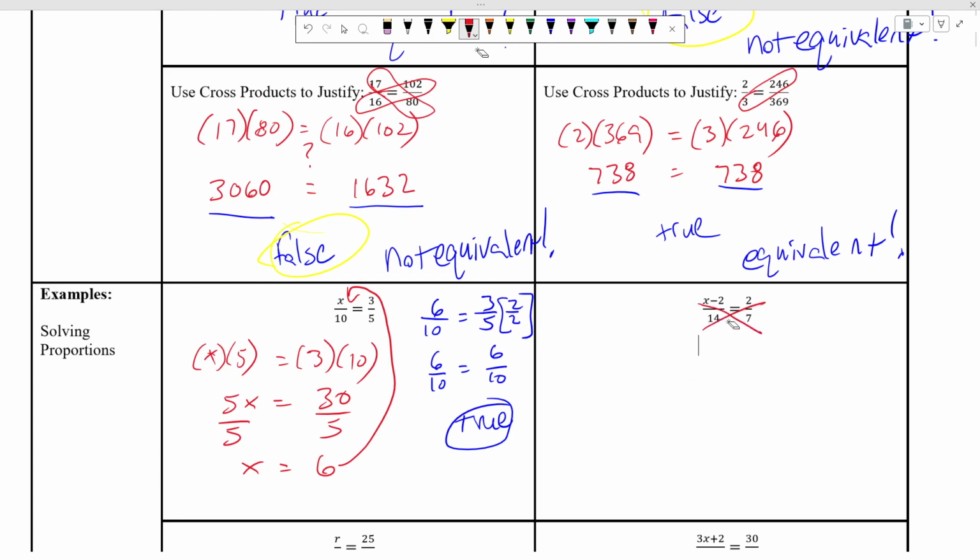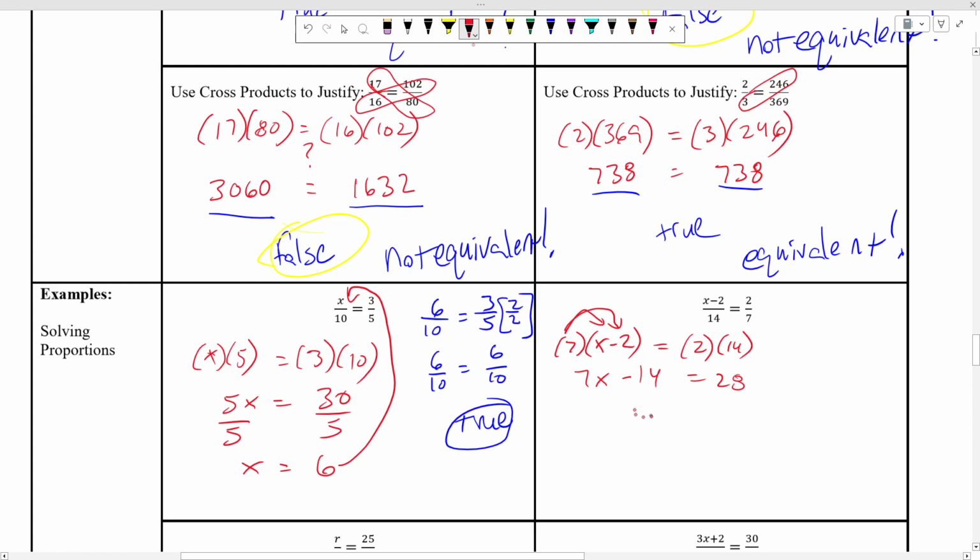Again, cross multiply, magic butterfly, end up getting, let's see here, I got 7 times x minus 2 equals 2 times 14. All right, listen here, guys. This looks very similar. Actually, it is, in fact, distributive property time. Let me do that a little cleaner and neater here. Okay, great. So distribute that 7. It'd be 7x minus 14. This one would be 2 times 14. That's 28.